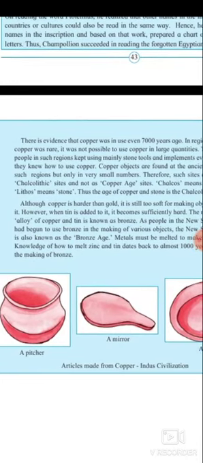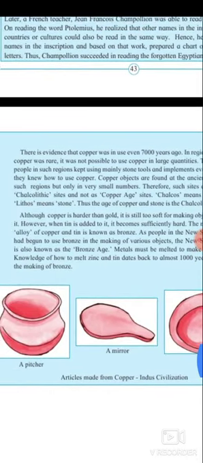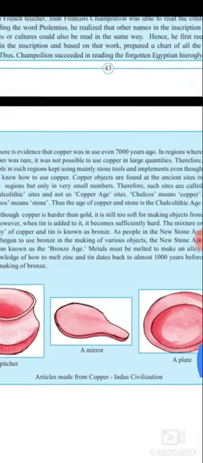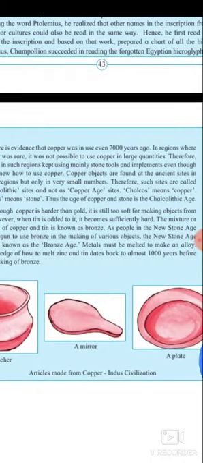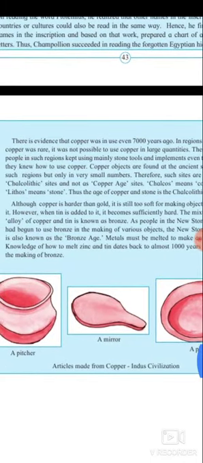Therefore, people in such regions kept using mainly stone tools and implements even though they knew how to use copper. So, before 7,000 years ago, there were not large quantities of copper. That's why they used copper only a little, and used many things made of stone tools only. Copper objects are found at the ancient sites in such regions, but only in very small numbers.